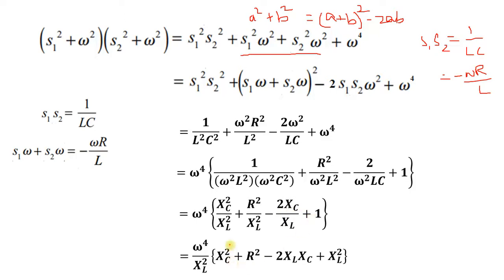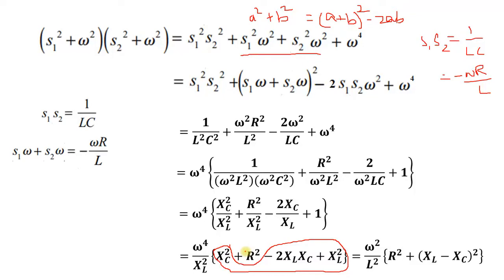So here you see that xc square minus 2 xl xc plus xl square is in the format of a square plus b square minus 2ab, which is replaced by a minus b the whole square. So it is replaced by xl minus xc the whole square. So the final expression looks like this. Okay, it is clear. Then I move on to the next part B.